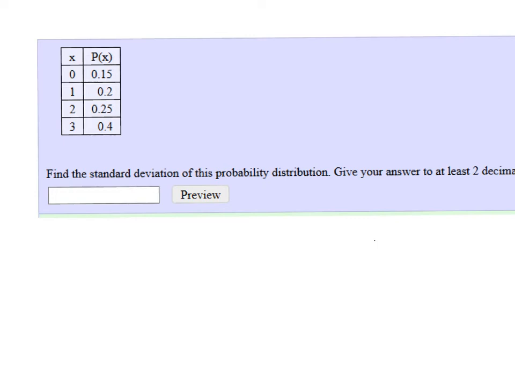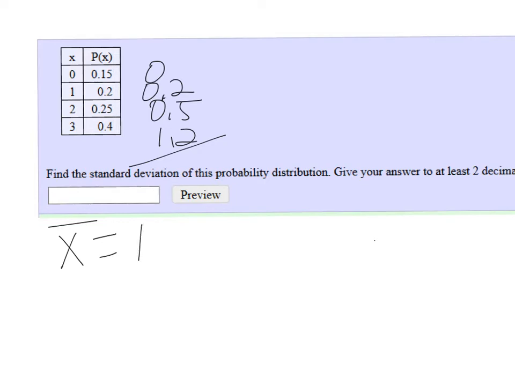So, first step in finding the standard deviation in a probability distribution, it's similar to finding a regular standard deviation. We're going to find the mean. And since we just learned how to do that, 0 times 0.15 is 0. 1 times 0.2 is 0.2. 2 times 0.25 is 0.5. 3 times 0.4 is 1.2. We'll find the sum of that. We're getting the mean of 1.9. Probably I should be using mu and not x bar, but for the purpose of this video, that's fine.